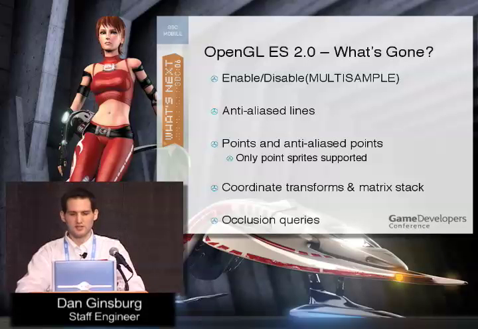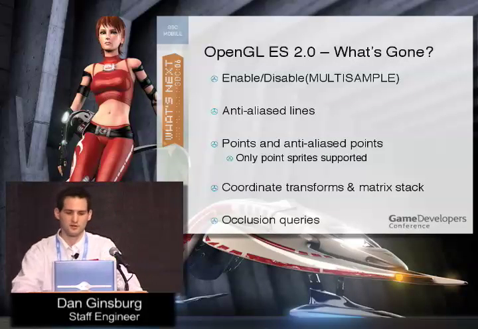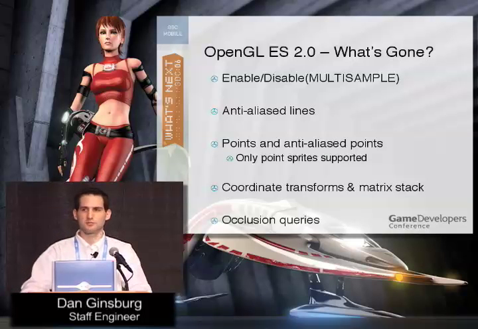In addition, anti-aliased lines and anti-aliased points were removed. Again, this is because those are features that have caused desktop driver writers a lot of headache and tend to not be really used that much by games. There are still point sprites that are supported, and in fact, they're a little bit more feature-rich than they were in desktop GL.